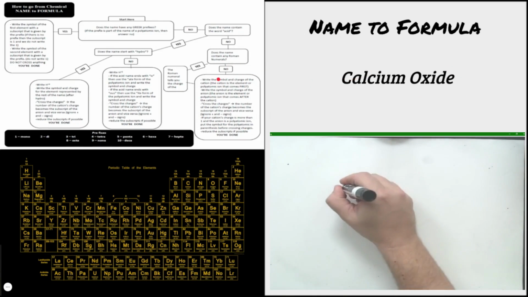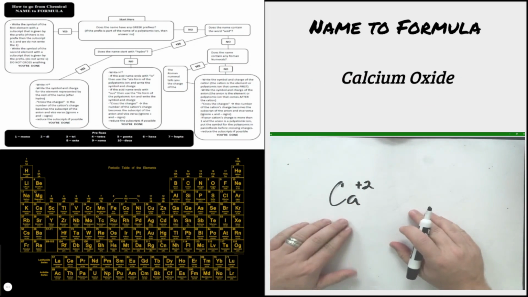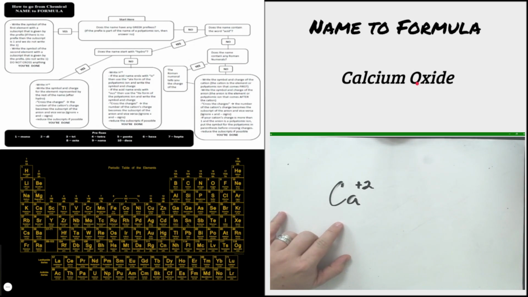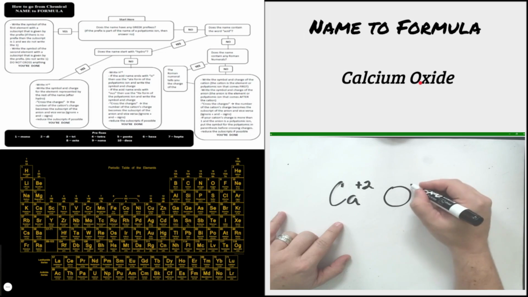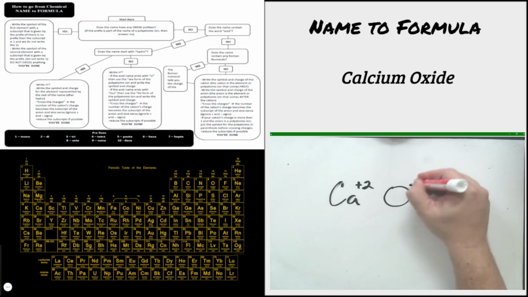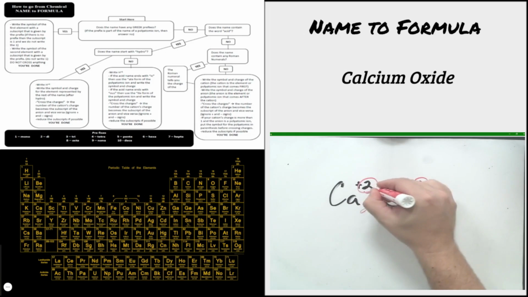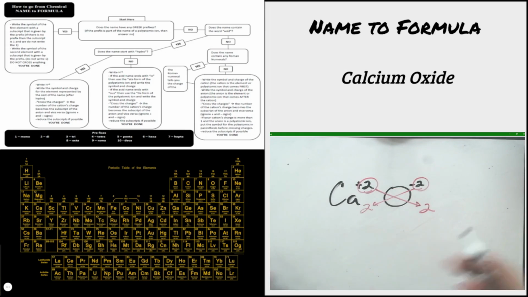So I'm going to do the same thing. I'm going to write the symbol and charge of calcium. It's in group 2 also. And then I'm going to write the symbol and charge of the anion. Well, oxide obviously comes from oxygen, so that's O, and oxygen has a -2 charge. So now I'm going to cross the charges. So I'm going to take the number of this one and bring it down here, and take the number here and bring it down there. All right, so I've crossed the charges.